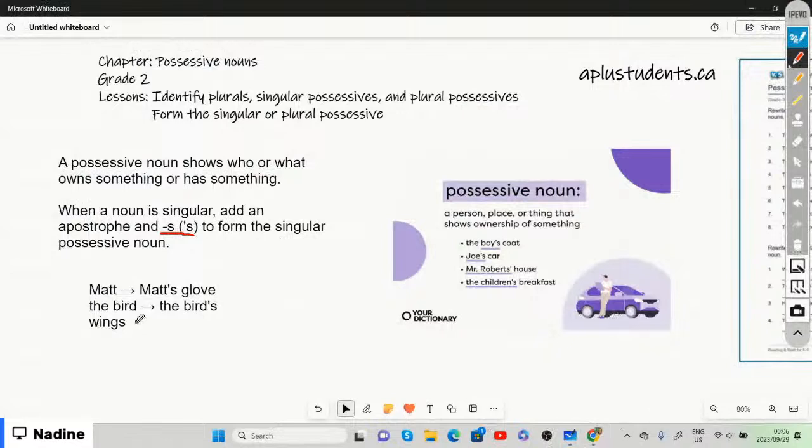For example, Matt, right? Matt is singular, right? So Matt's glove, something that belongs to Matt. If it's something that belongs to Matt, then we can say it's Matt's glove. And there we have the apostrophe. So it's like writing Matt's name, and we put the apostrophe and the S, right? Because it's something that belongs to Matt. What belongs to him? The glove.